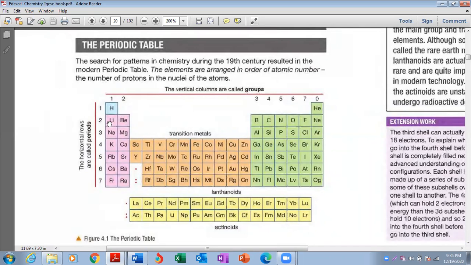Now tell me, is lithium metal or non-metal? Lithium is metal. Beryllium? Metal. Like sodium? Metal. Magnesium? Metal. Aluminium? Metal. Silicon? It's a metalloid. It means this is a metalloid, a poor metal. Okay, phosphorus? It's a non-metal. Sulfur? Non-metal. Chlorine? Non-metal. Argon? Non-metal.